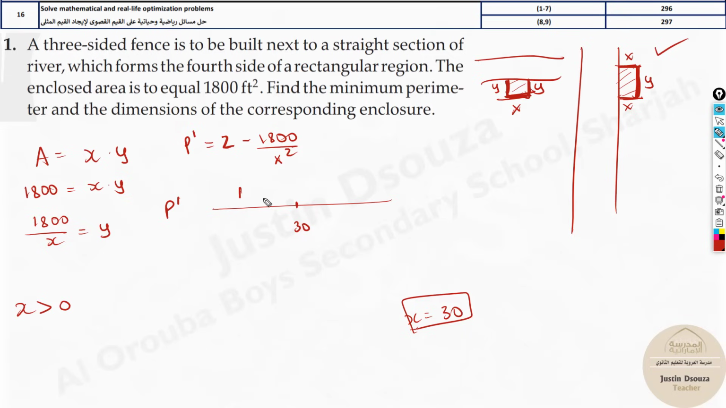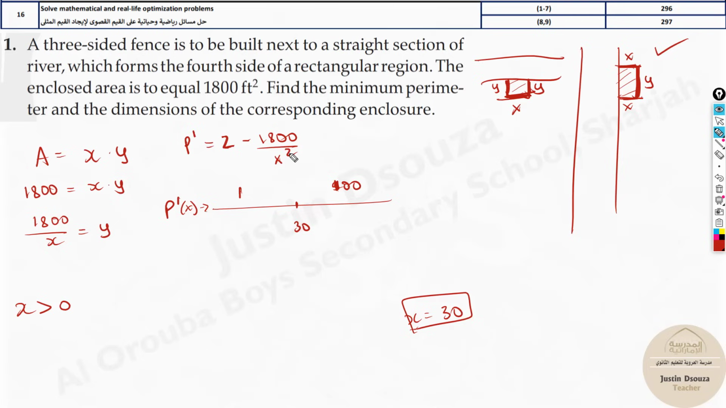You can take 29 as well, it's fine. And take any value more than 30. I'll take 31. I'll take an easier number. 50 is easy to calculate, or 100, so you can take anything, it's up to you. And now what you need to do is substitute these values in the derived equation. See, this is for p dash of x. Okay, this number line is the first derivative test.